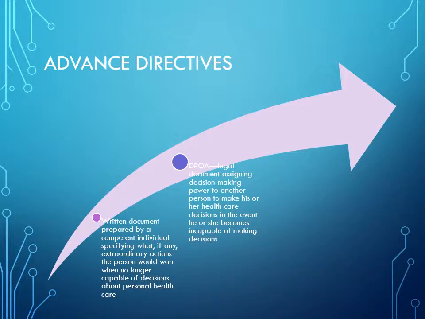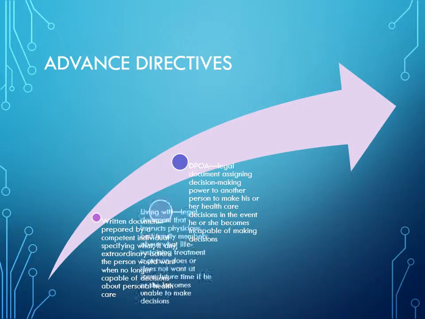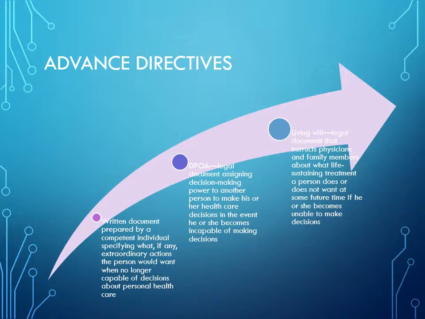And the other advanced directive is a living will. This is a legal document that instructs physicians and family members about what life-sustaining treatment a person does or does not want at some future time if they are unable to make their own decisions.